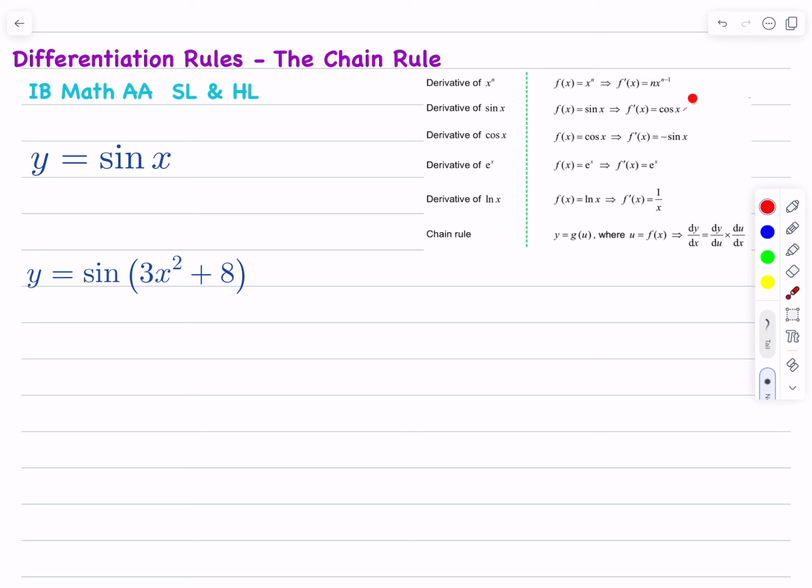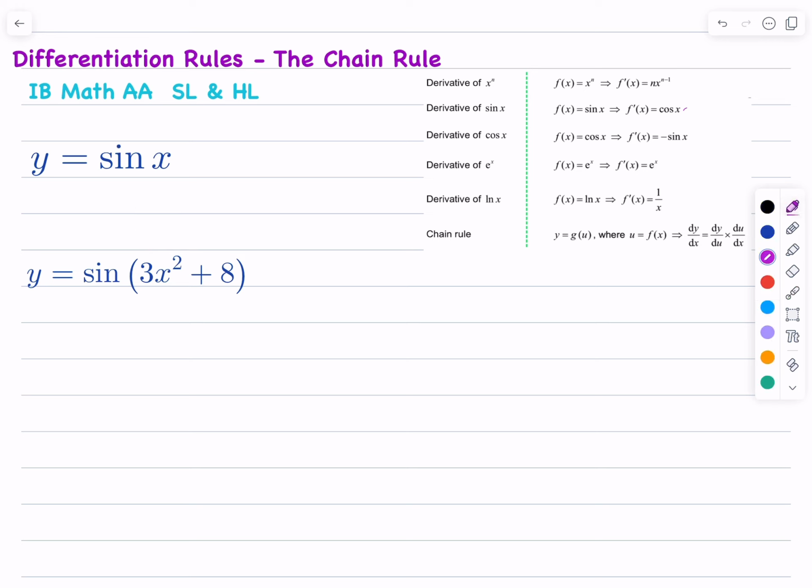Here we have a table for the derivative rules of some functions. This table is available in the formula booklet in the IB exam. Here we have two functions to differentiate. The first one is simple and it doesn't need the chain rule, but the second one does need the chain rule. So we'll differentiate both and understand the difference between them.